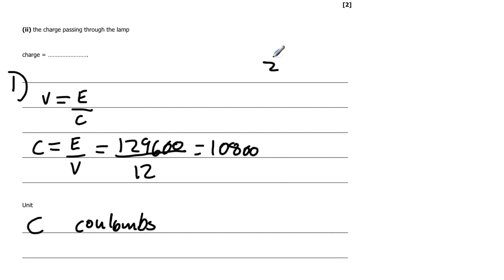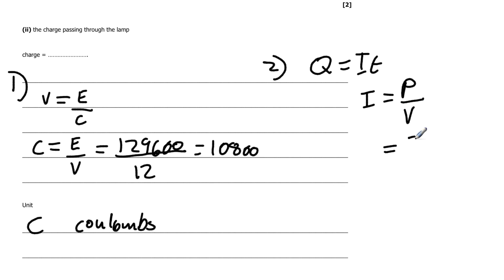That's method 1. We could have also done it a slightly longer way, and we could have said that the charge is the current times the time. Not given the current, but we've got what we need to work it out, because the current is the power divided by the voltage, which was 36 divided by 12, which is 3.